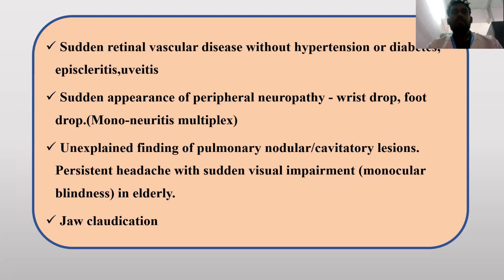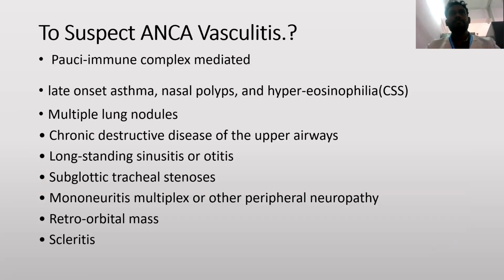Any unexplained finding of pulmonary nodular or cavitated lesions, or any persistent headache with sudden visual impairment, monocular blindness in the elderly, you should always keep vasculitis as a differential. And any jaw claudication seen in the patient, we should always keep vasculitis as a differential.